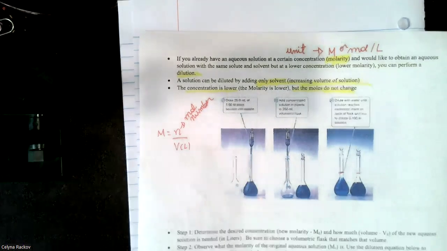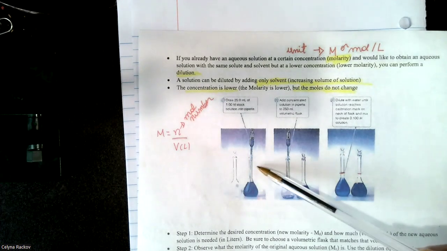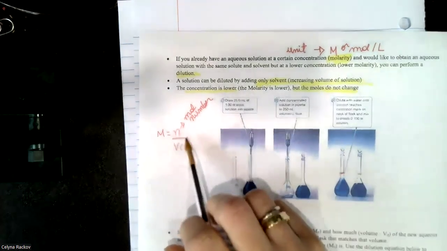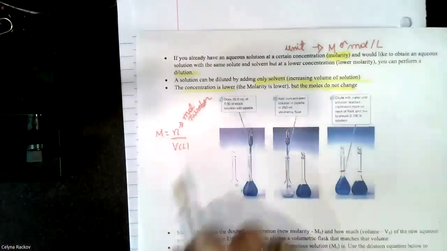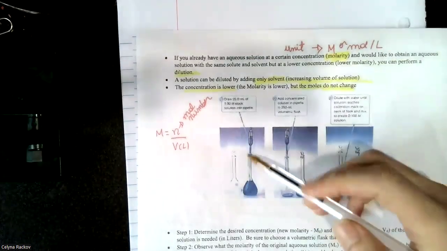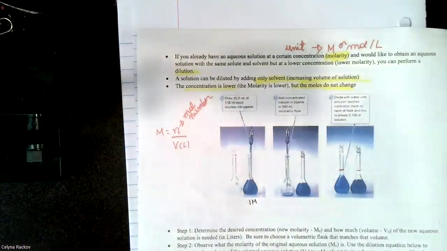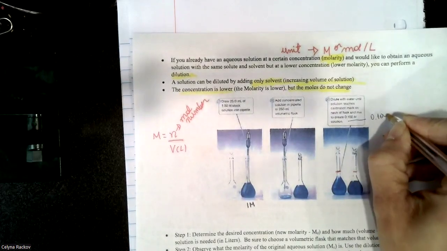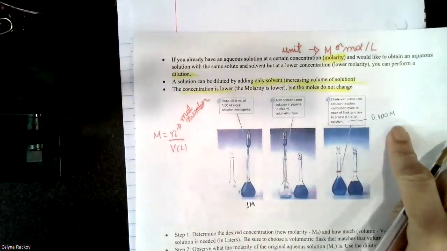But the moles do not change, because the mass will not change. The only things that will change are the volume and the concentration. Molarity is moles of solute divided by the volume of the solution in liters. Let's say that initially you have a 1 molar solution, and you need to make another solution, for example 0.100 molar. This is the initial concentration, and this is the final concentration.